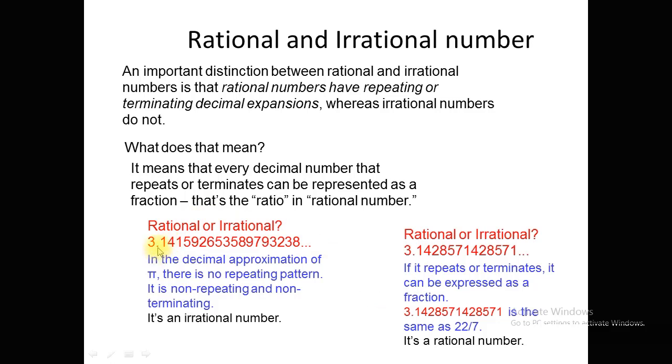Similarly, in this number 3.141596535897932338 and so on, which is the decimal approximation of pi, there is no repeating pattern, and no terminating. So this number cannot be written in fraction form. So this number is an irrational number.